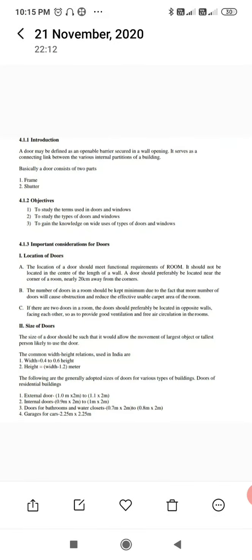The following are the generally adopted sizes of doors for various types of buildings. Doors of residential buildings: external doors, 1 meter by 2 meter to 1.1 by 2 meter. Internal doors, 0.9 meter by 2 meter or 1 meter by 2 meter. Doors for bathrooms and water closets, 0.7 meter by 2 meter to 0.8 meter by 2 meter. Garage for cars, 2.25 meter by 2.25 meter. Doors for public buildings like schools, hospitals, libraries, 1.2 meter by 2 meter.